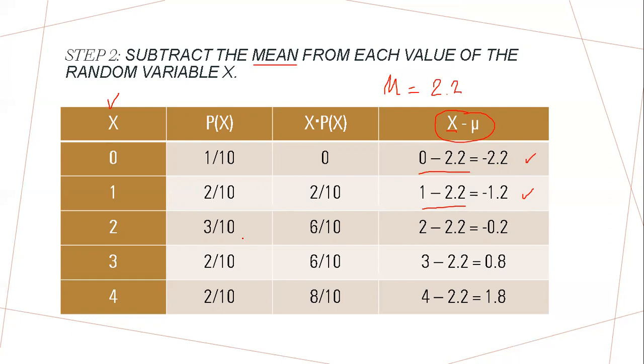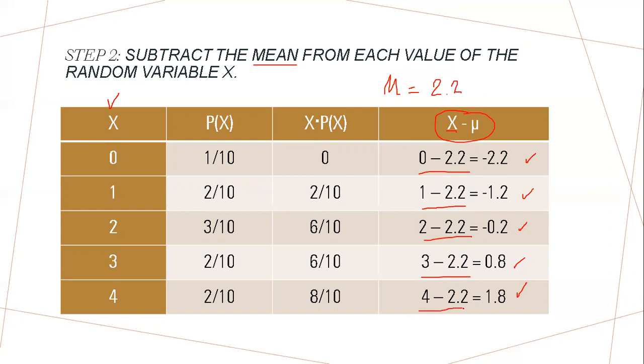Subtraction lang to, guys. Next, we have 2 minus 2.2 sa mean natin, which have the value of negative 0.2. And for 3 minus 2.2, we have positive 0.8. Okay, tama. Then the last one, we have 4 minus 2.2. So we have the answer of 1.8. Okay, I hope it's clear, no?